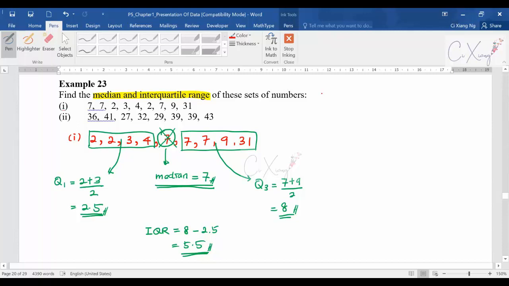Okay, all right, so I hope that you already have the idea. If there is no problem, maybe you can continue to part number 2 also. If you want to test your own understanding, you can actually pause the video and try part 2 first before you look at my explanation.